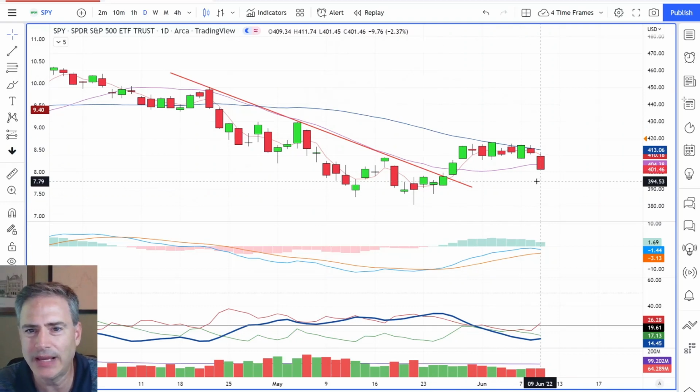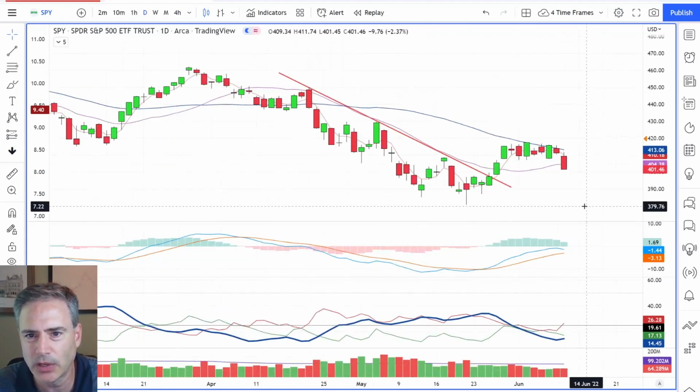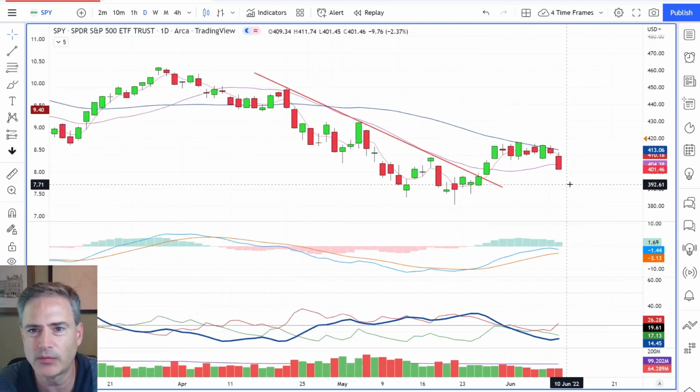Now, even today, very ugly day, right? We tried to move up, we gapped down, tried to move back up, and then came back down, ended up closing below the 18-day moving average. Look at the volume. You can't even consider this a distribution day because the volume isn't bigger than the day before.